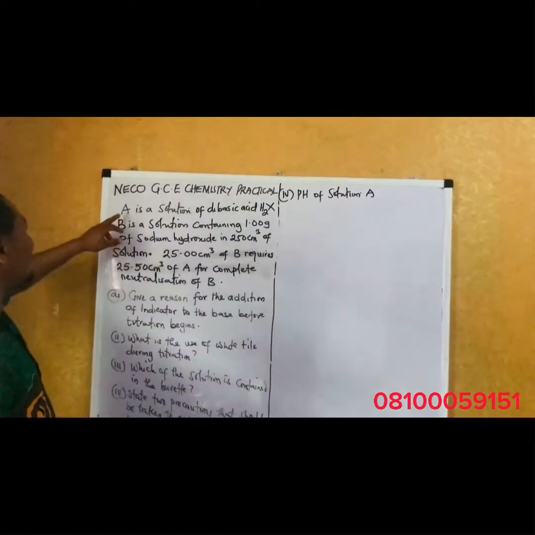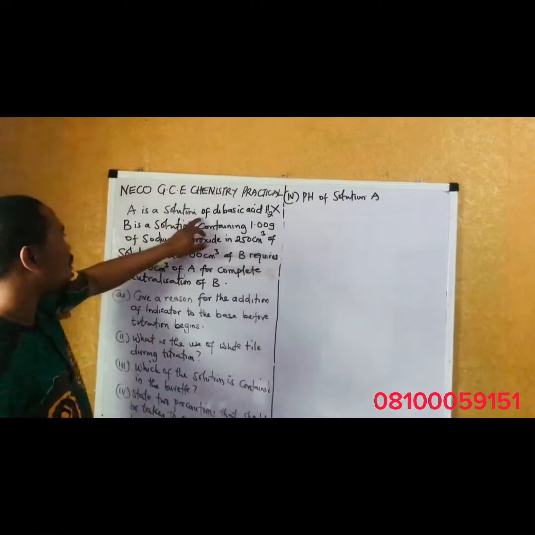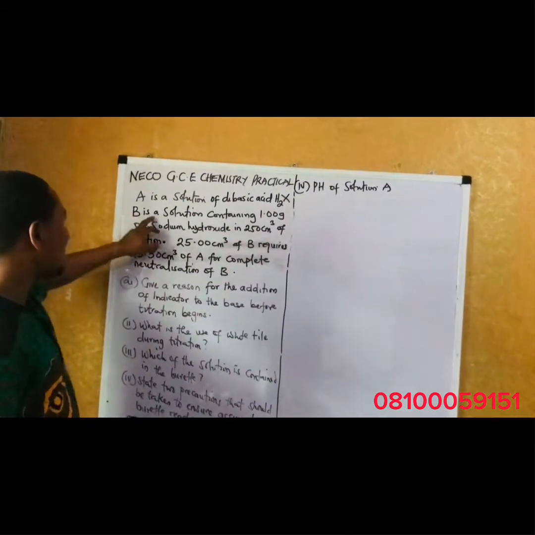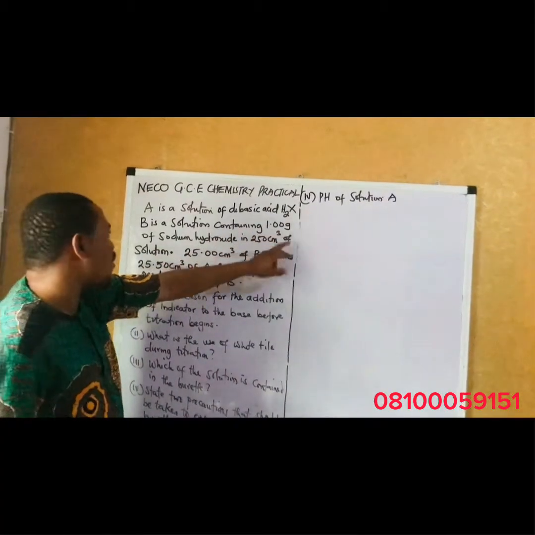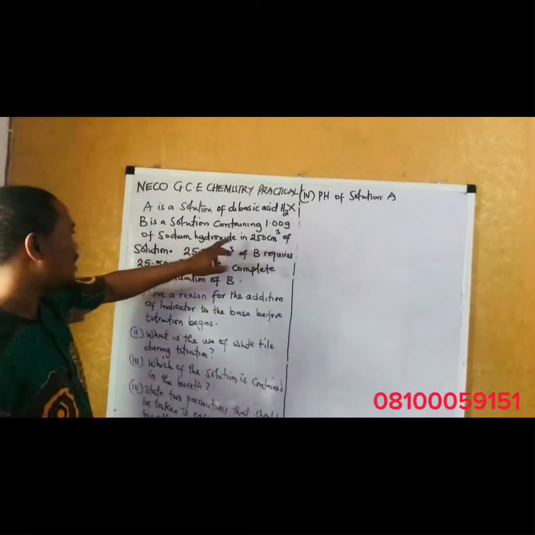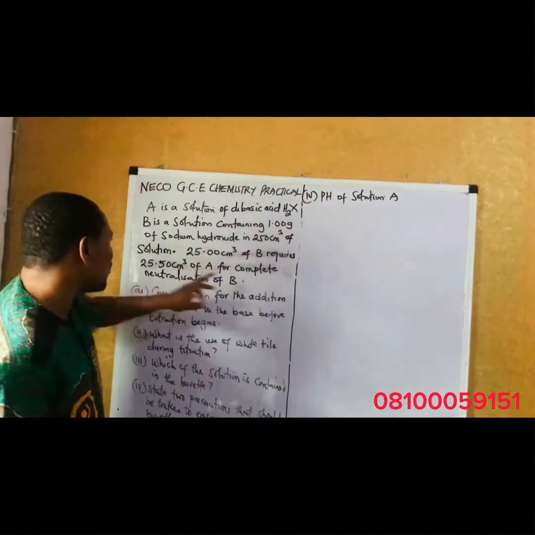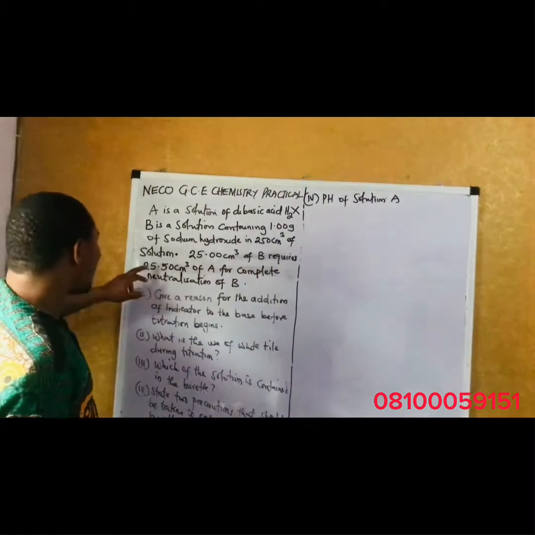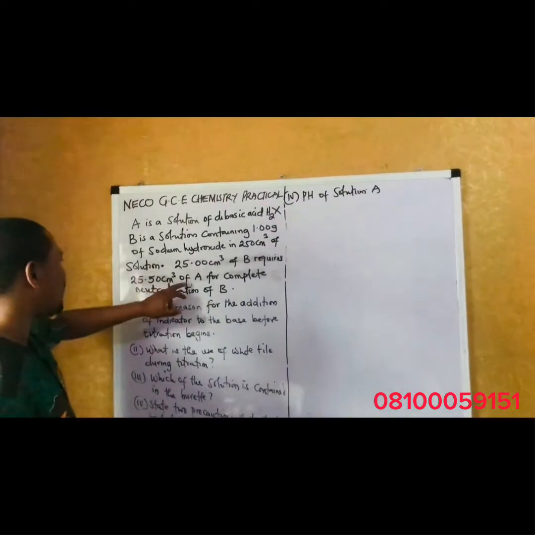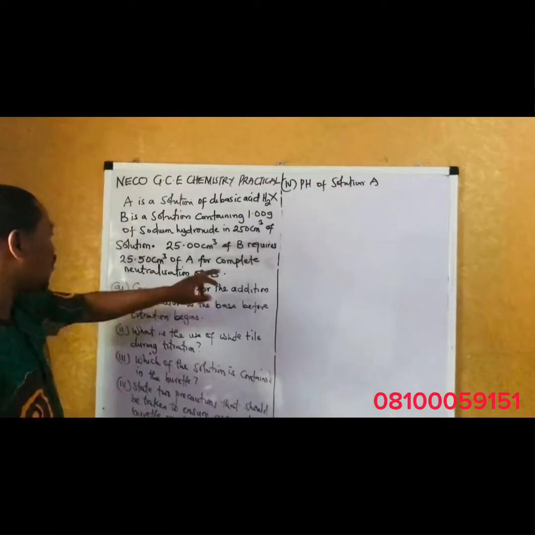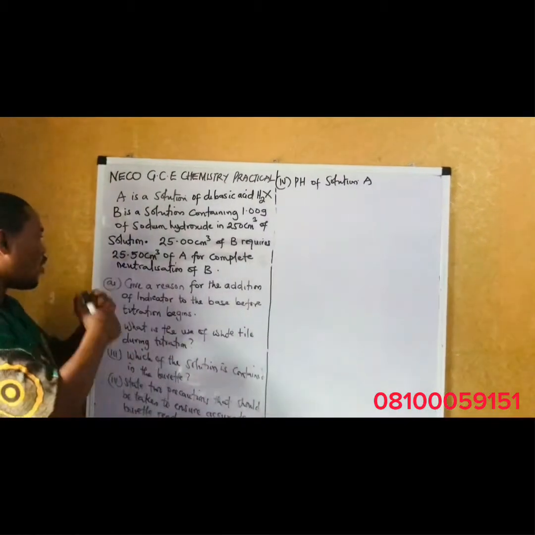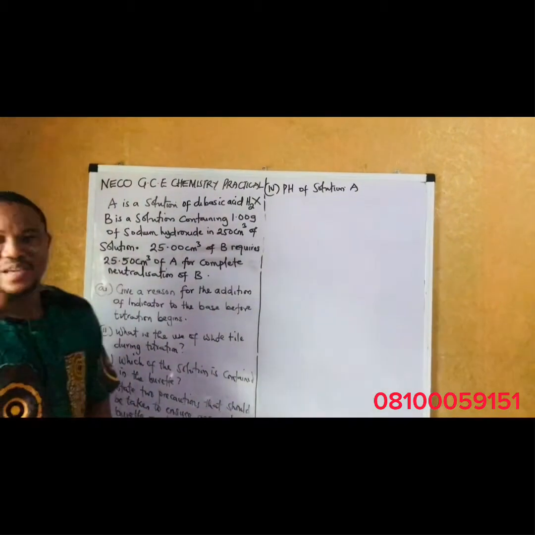So the question said, A is a solution of dibasic acid H2X. B is a solution containing 1.0 gram of sodium hydroxide in 250 centimeter cube of solution. 25.00 centimeter cube of B requires 25.50 centimeter cube of A for complete neutralization of B. Now, the first question: give a reason for the addition of indicator to the base before the titration begins. Can you see that question?